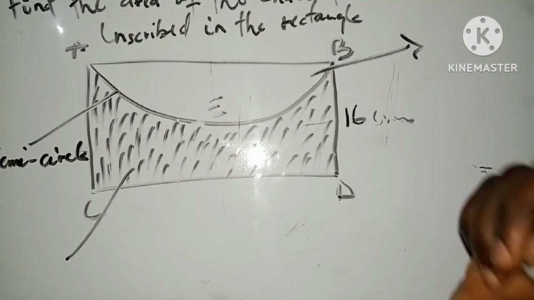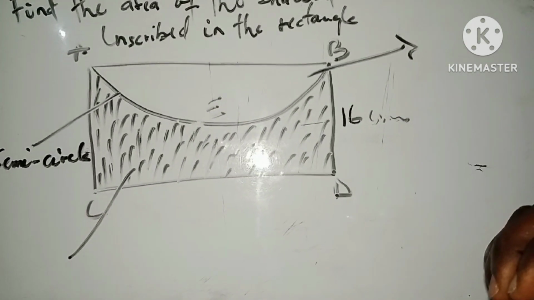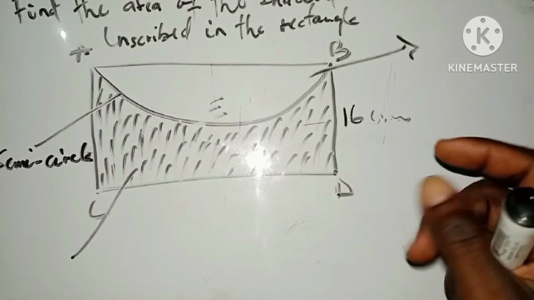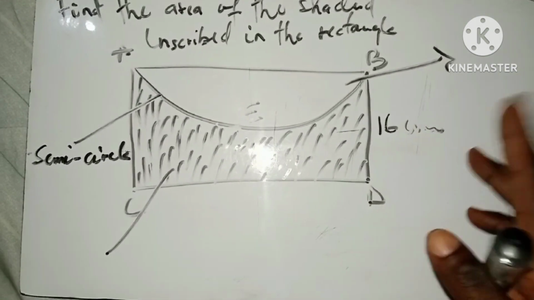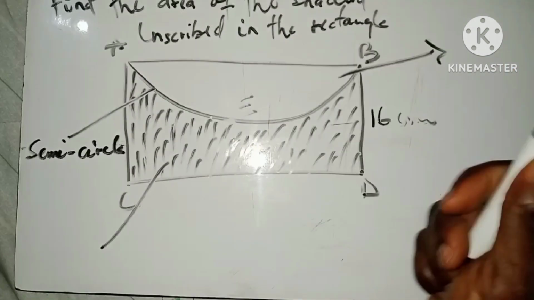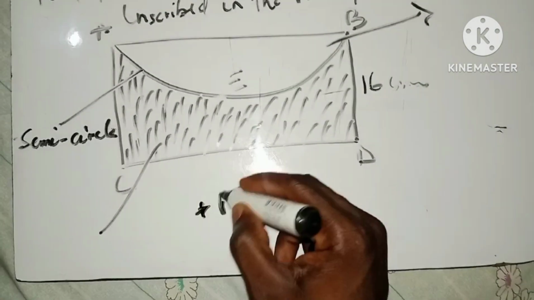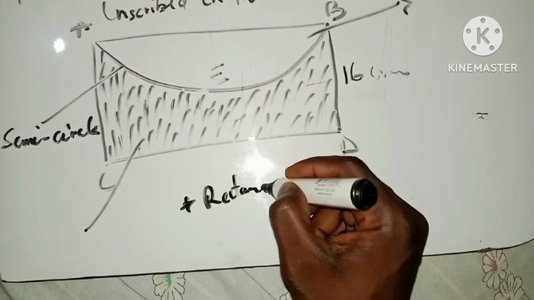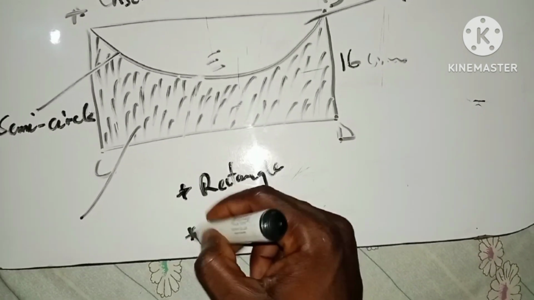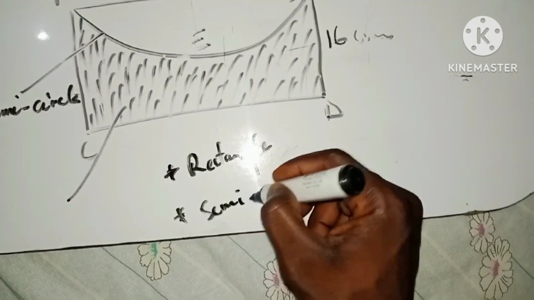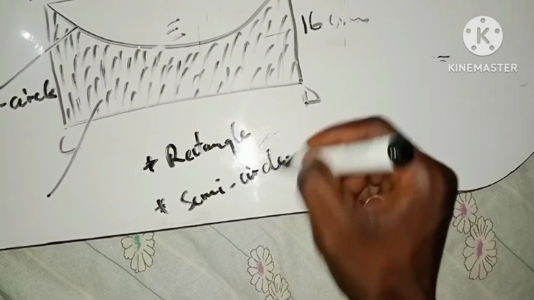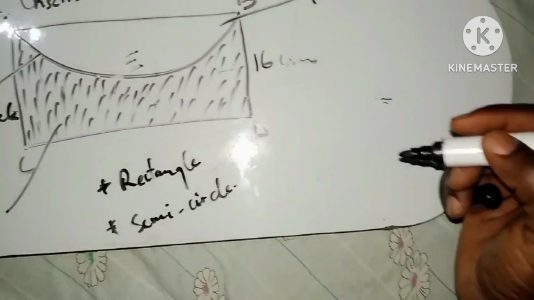Okay, now see, the key of solving this particular problem is to identify the shapes that are involved. It's very important to do that. So one, we have a rectangle here, and then two, we have a semicircle, right? So here is an assumption here.